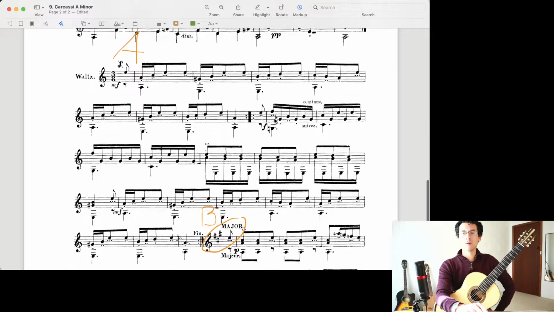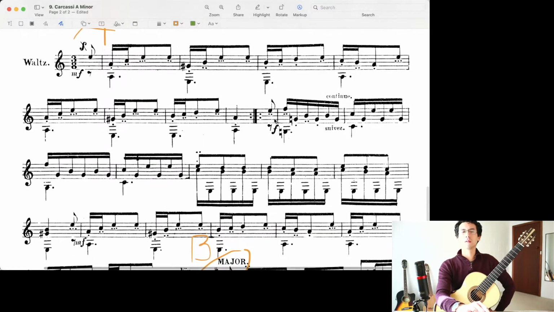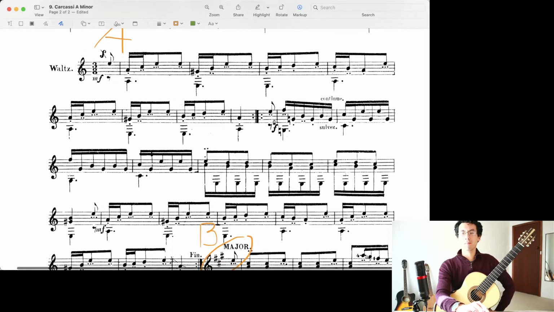I'll play through it now. Have a think about maybe the embedded form and the phrase structure. Are you hearing periods or parallel periods? Here we go.